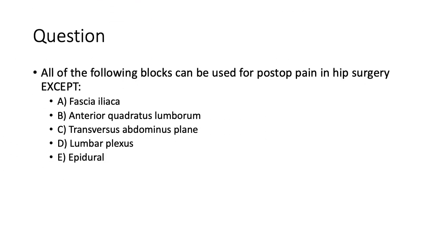Here's the review question. All of the following blocks can be used for postoperative pain in hip surgery except: A. Fascia iliaca, B. Anterior quadratus lumborum, C. Transversus abdominis plane, D. Lumbar plexus, or E. Epidural. The answer is C. The TAP block covers the lower abdomen, whereas the anterior QL block can extend coverage down to L2 and the lumbar plexus.